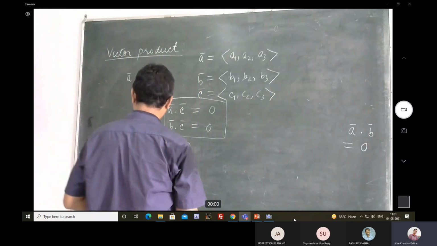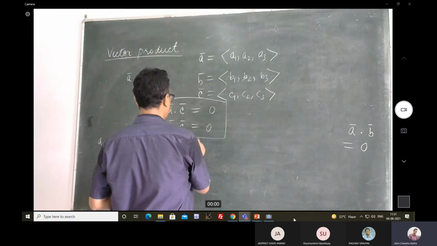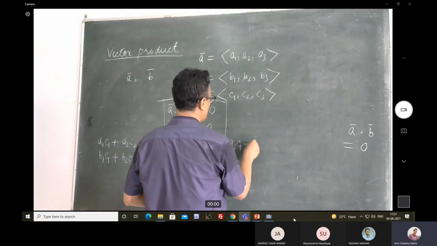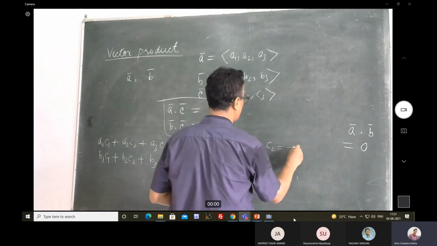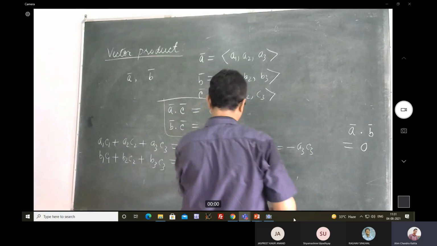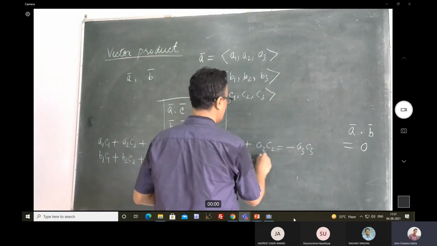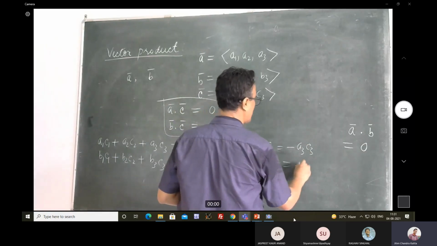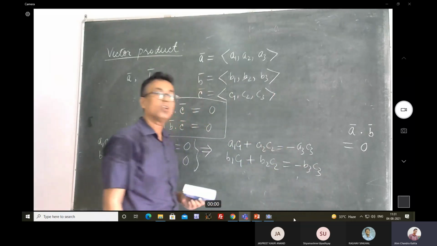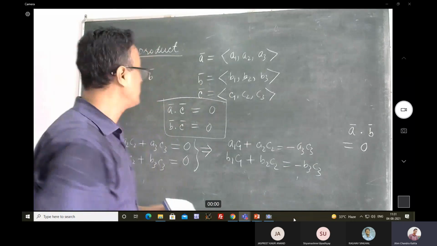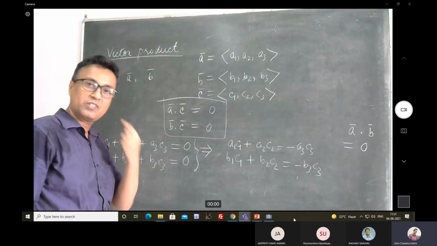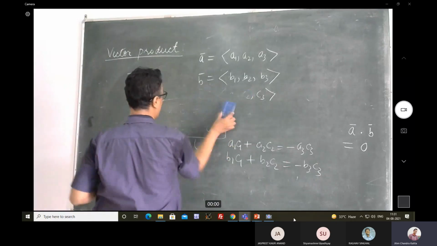Say, suppose I am trying to solve from these two equations. What I am going to do: A1 C1 plus A2 C2 equal to minus A3 C3, and then B1 C1 plus B2 C2 equal to minus B3 C3. Say, suppose I am trying to solve these equations for only C1 and C2. Fine. So then what can we do? We can simply use Cramer's rule. Definitely you guys are familiar with Cramer's rule. Okay. So let us try to do that.